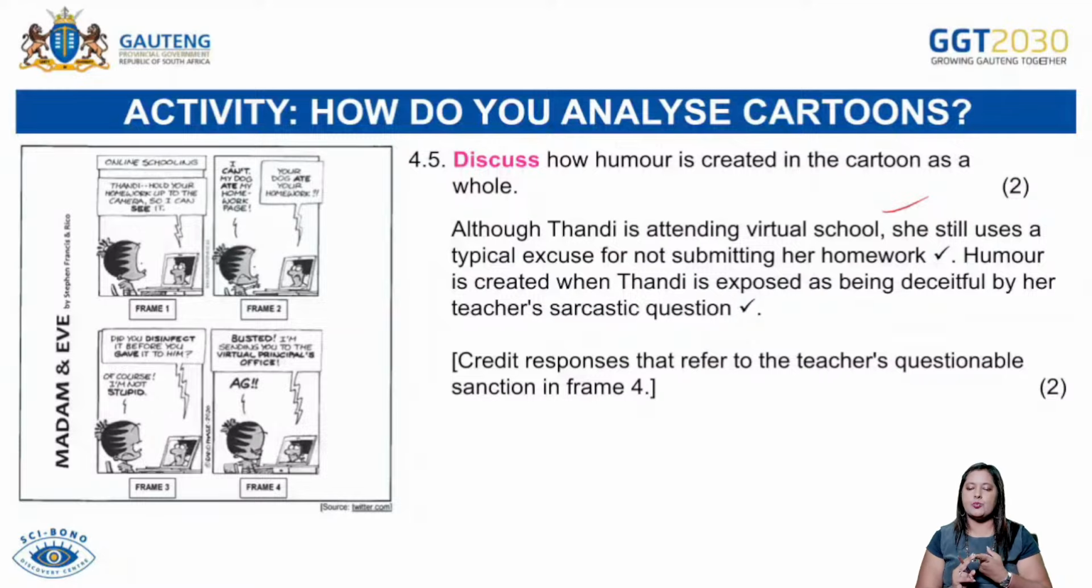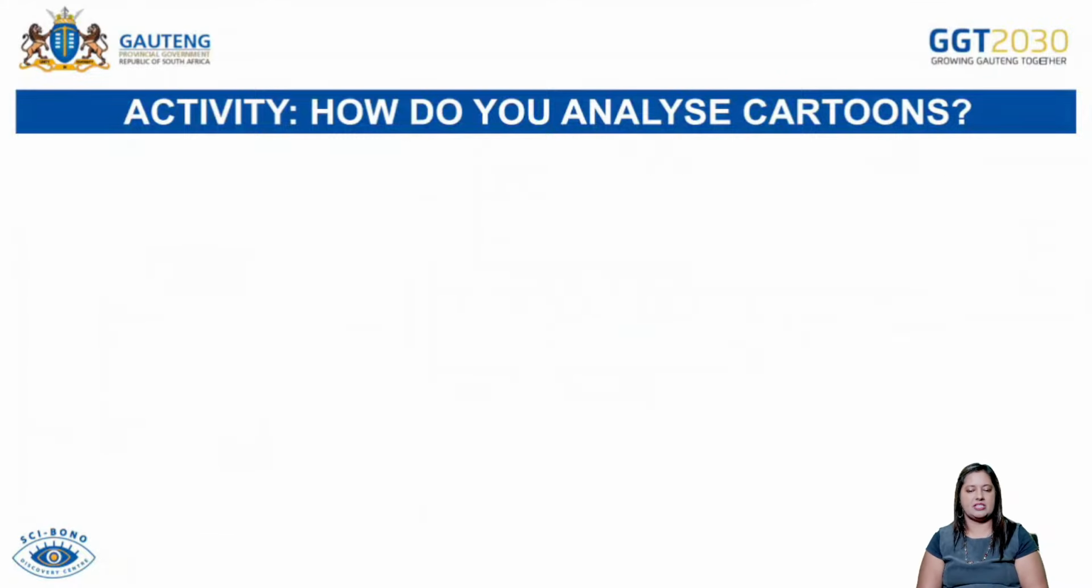Secondly, the humor is created when Tandi is exposed as being deceitful by her teacher's sarcastic question. All right, for 2 marks there, when her teacher is saying, did you obviously disinfect it before you gave it to him, then she's being sarcastic there, and that now is where Tandi is exposed and you get the 2 marks for that answer. All right? Credit responses that refer to the teacher's questionable sanction in frame 4. So if you did not focus on frame 1 to frame 3 and you gave us frame 4, a complete comment on that, you would still get the 2 marks for that question. So take us through the frames of what activity has taken place, how the sarcasm has been showcased to us, and then obviously give us the idea there that it has been effectively done or not.